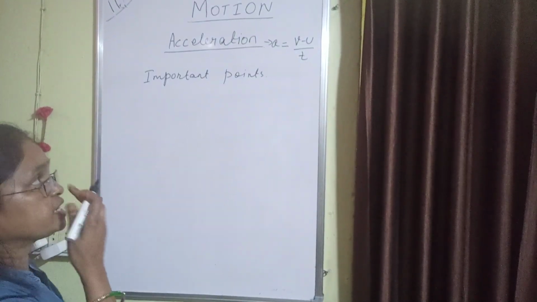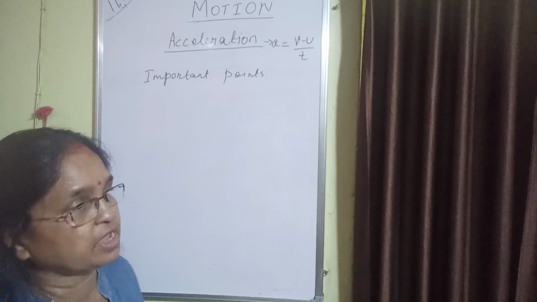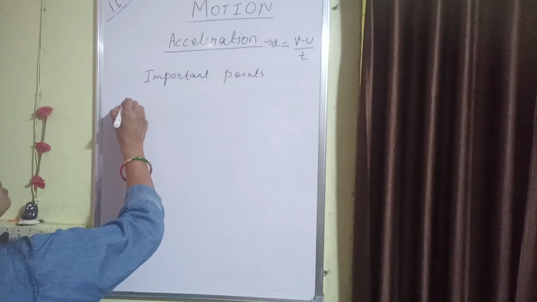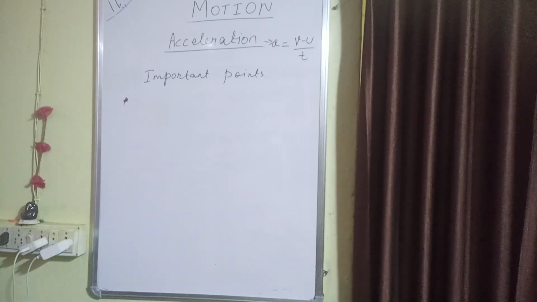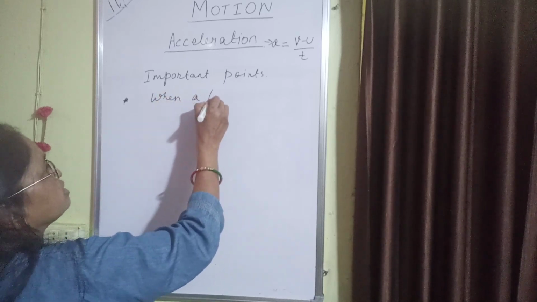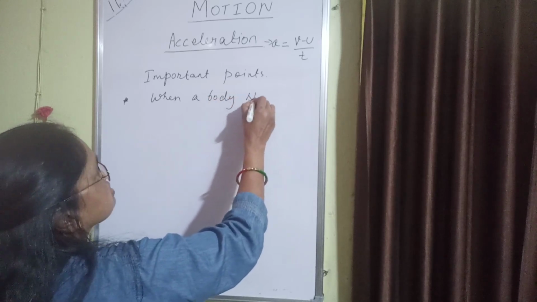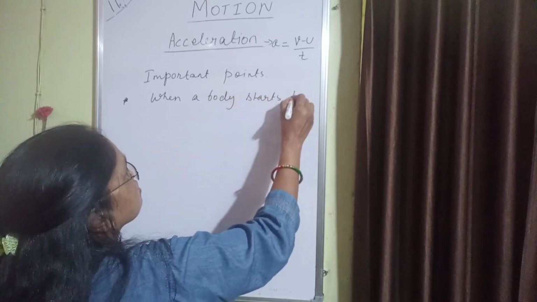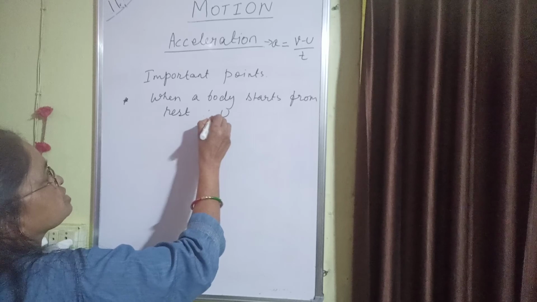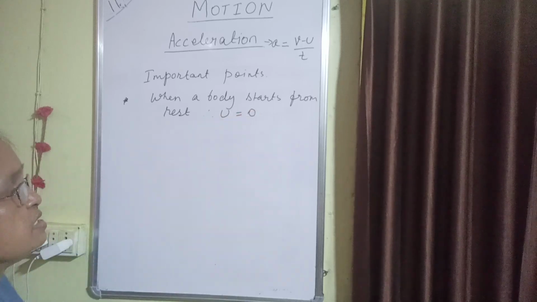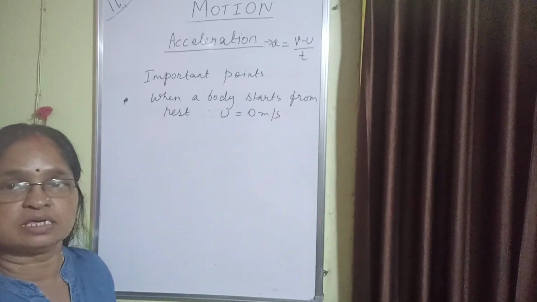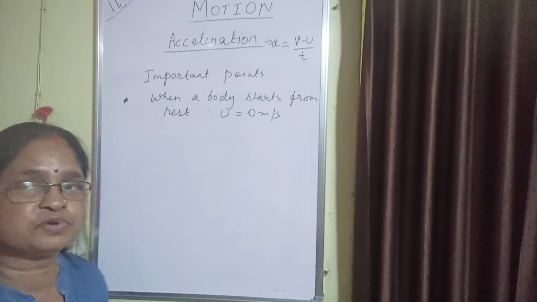So students, for calculating acceleration, what are the important points that we have to keep in our mind? First point you should remember: when a body starts from rest, you always take its initial velocity u as 0 meter per second. Clear? This is the basic thing which is required for the calculation of numericals.